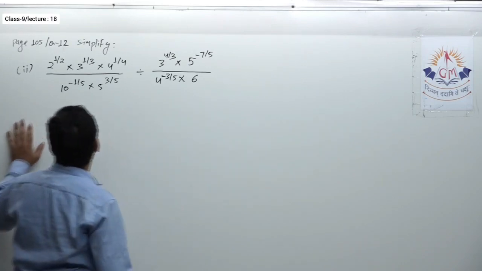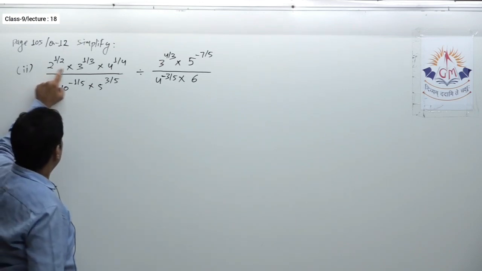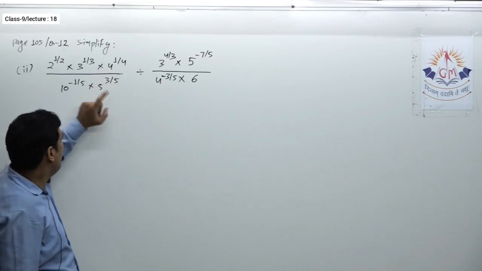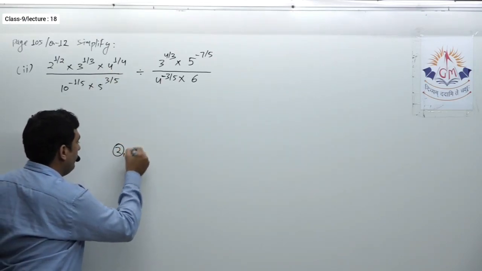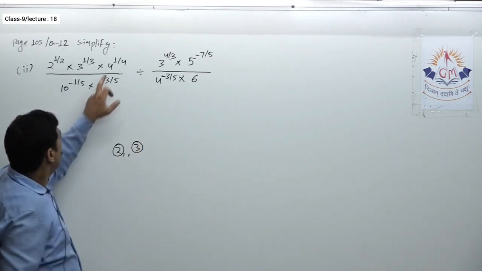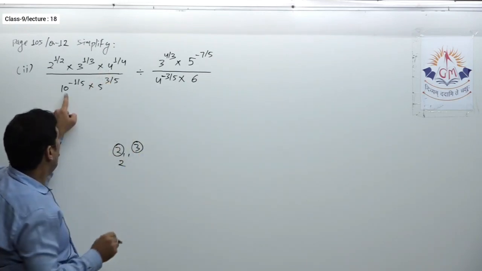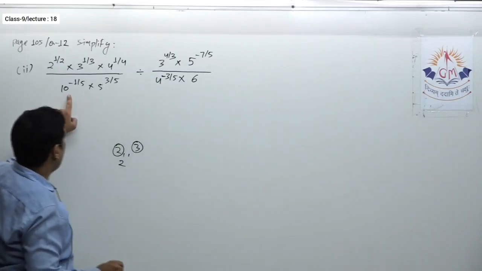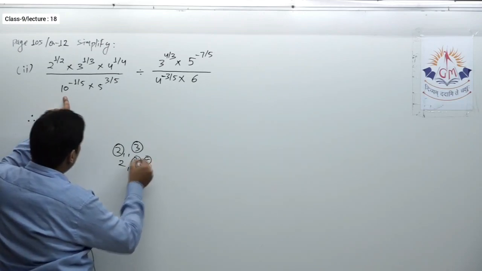Okay, so how to start, how to proceed? See, here base is 2, base is 3, but here base is not 2, base is 4. So if I talk about the prime numbers, we have base of 2, we have base of 3. So this can be converted in the base of 2. Now over here this is 10. We do not have any other term having base 10, but this can be converted into 2 and 5. That means base of 2, base of 5.